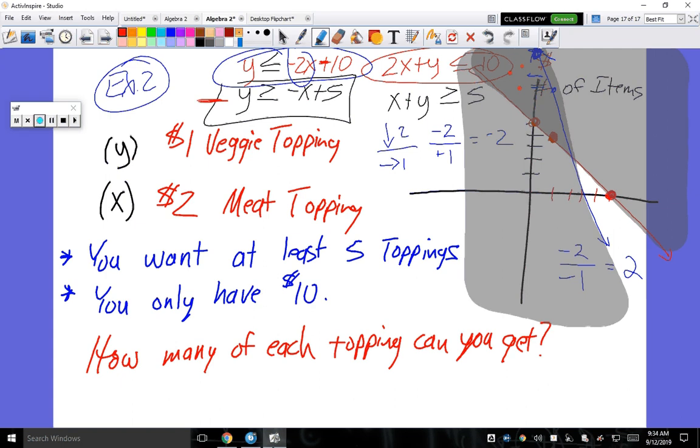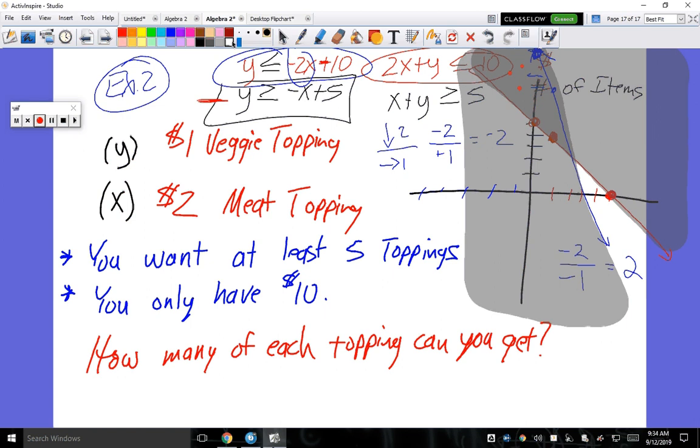Can someone tell me what the x-axis is representing in this problem again? Meat toppings. Can I have negative meat toppings? No. You just get more fish to come. Say again? If that doesn't work, what are you going to do? Exchange the meat topping for more vegetable topping? That would be awesome. That'd be cool.